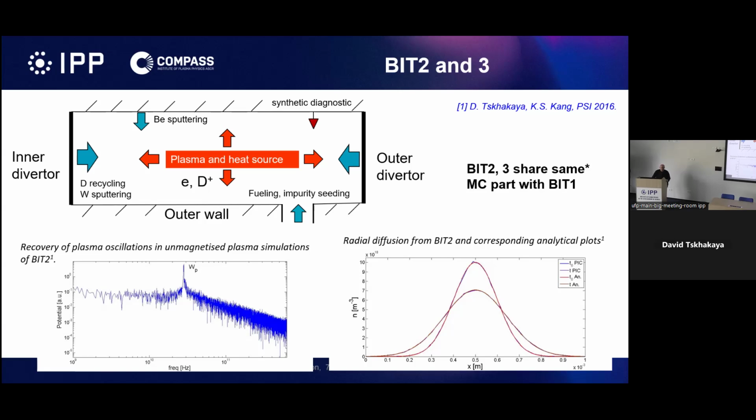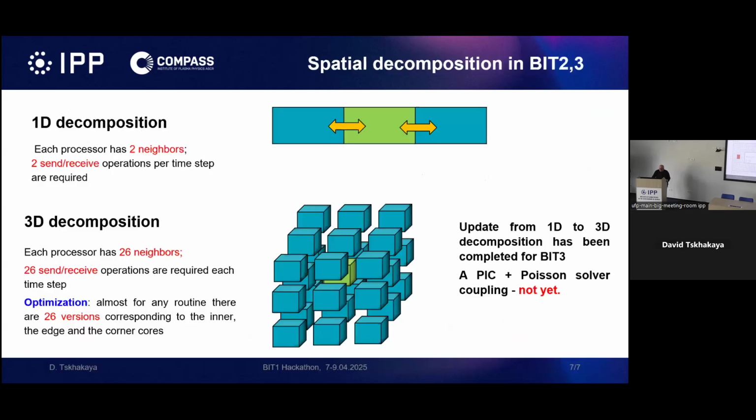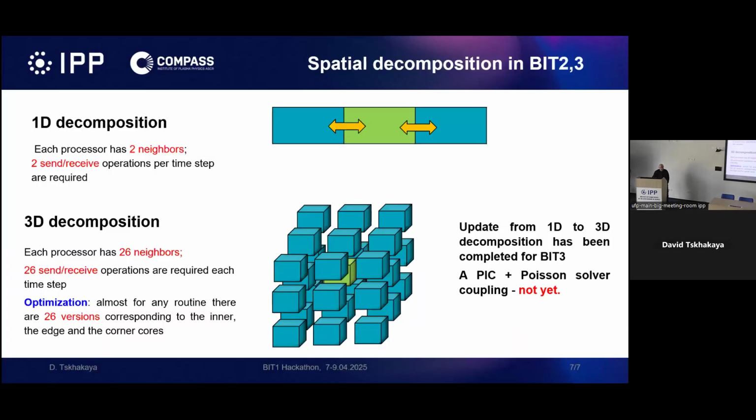Yeah. So with this, I will stop. This is the future, because as soon as we succeed with BIT1 and we say, okay, now we do not have major developments in this code, we switch to 2D, probably to 3D, because it's better to go directly to 3D. Yeah. Thank you very much. If you have questions, I'm happy to answer.